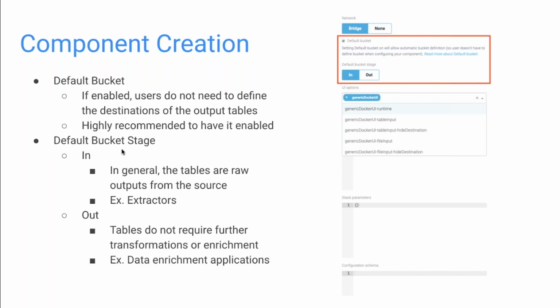So there are two default bucket stages. One is called in, one is called out. In general, tables that are raw outputs from the source are categorized as in. An example would be a lot of extractors. They should be in. For out, tables that do not require further transformations or enrichment. An example would be data enrichment applications. Those will be categorized as out. So meaning that you're not going to process it, it's going to output somewhere else, then you put them in out.